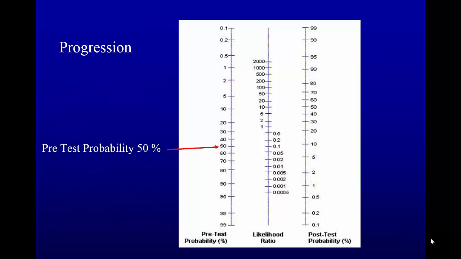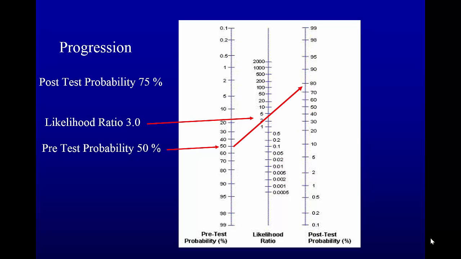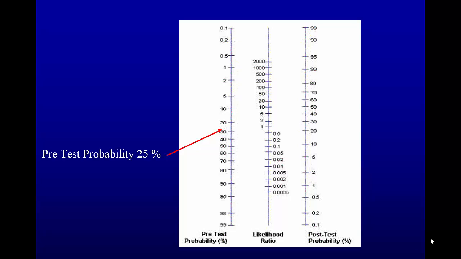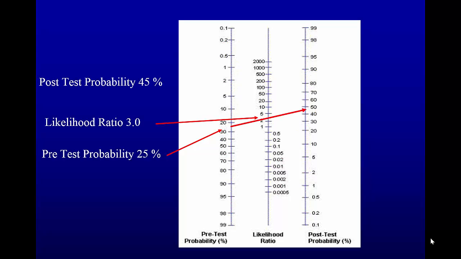So let's say you feel the pretest probability of progression is 50%. You start with that, and with a likelihood ratio of 3, you will be about 80% sure that this patient is going to progress. If your pretest probability of progression is 25%, then with the same likelihood ratio, you are now about 50% sure that this patient is progressing. Still pretty good. 50%, 1 in 2.